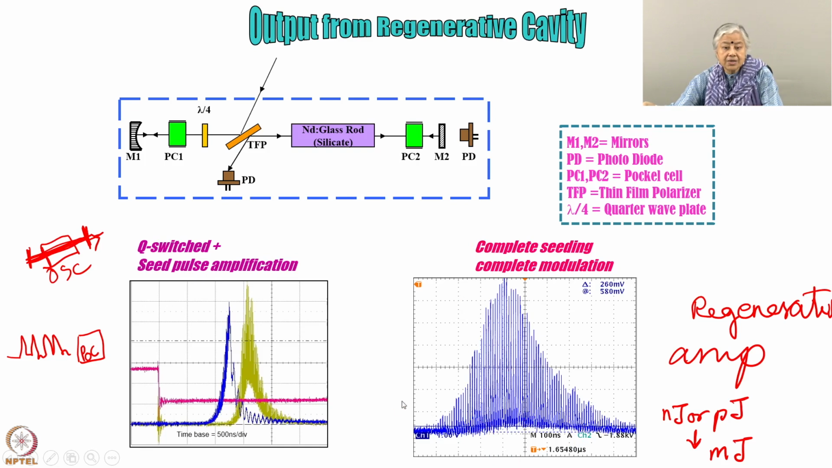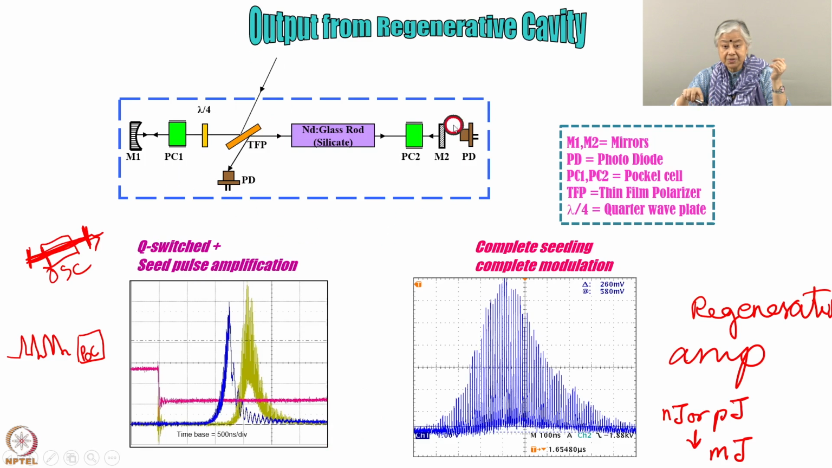So what it is called is, in this you have the Q switching plus the seed pulse amplification. So this part corresponds to the Q switching. If you remember, when I described the Q switching of any lasing medium, you have a shutter which opens and closes at a particular time, and your Q switches from high to low. Okay. And your Pockels cell here is acting like that shutter.